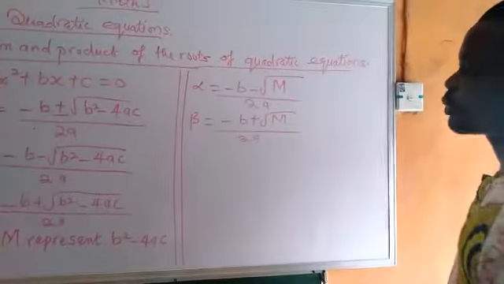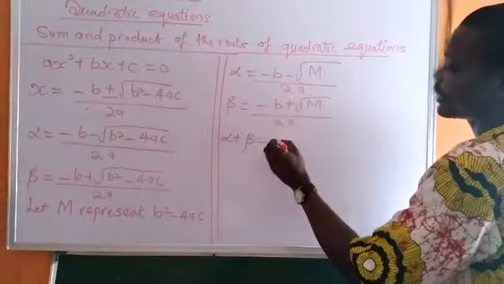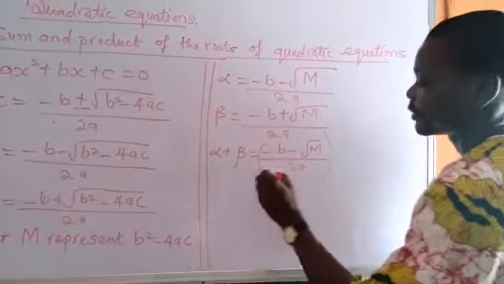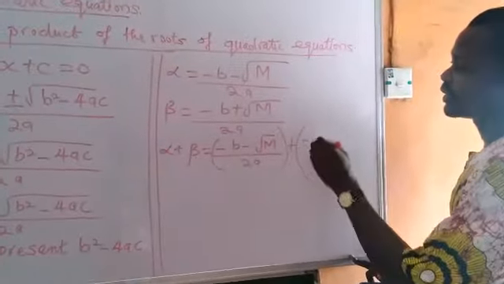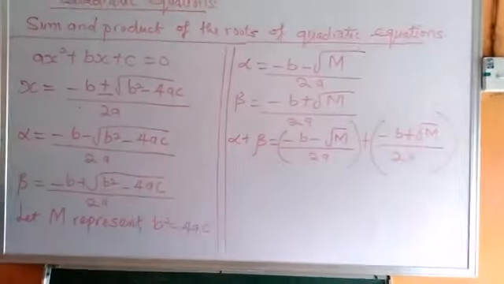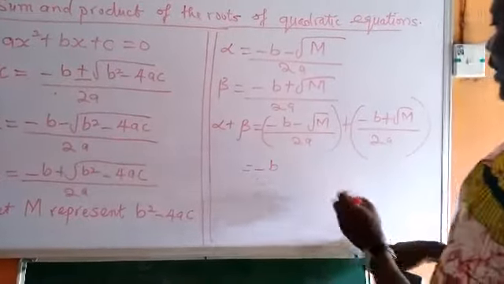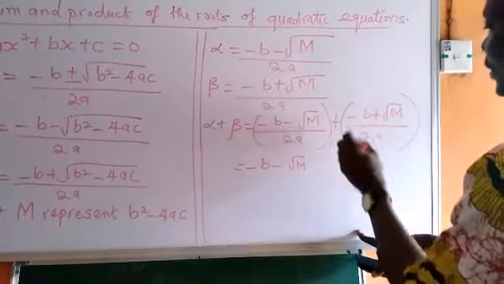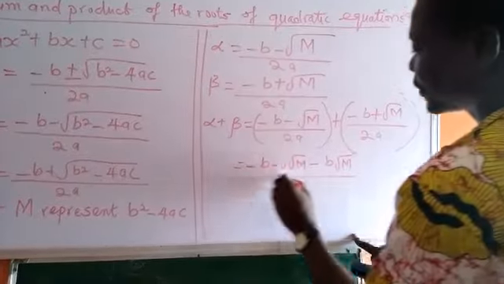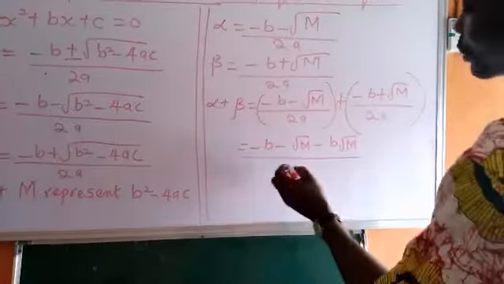So adding the two together, which will give us the sum, alpha plus beta will be equal to minus b minus root m all over 2a, plus minus b plus root m all over 2a. Now from here, if we open the brackets, we have minus b, then minus root m, then plus times minus is still minus b, plus times plus is still plus root m, all over 2a. If you have two fractions that have the same denominator that you want to add or subtract, you just pick one of the denominators. So we have 2a here.